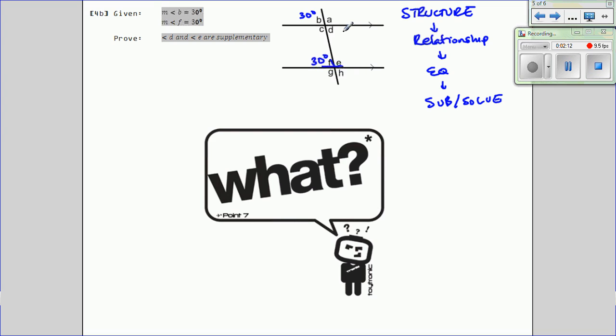Up here, we have to show that D is 30 degrees, but if we're looking again at the structure, we can see the vertical angles. If they're vertical, they're congruent. If they're congruent, the measures are the same. Ladies and gents, that's going to be our proof.